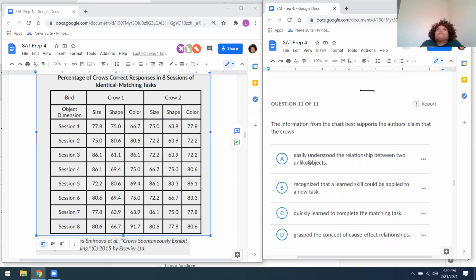So the correct answer there is C. Quickly learn to complete the matching task.